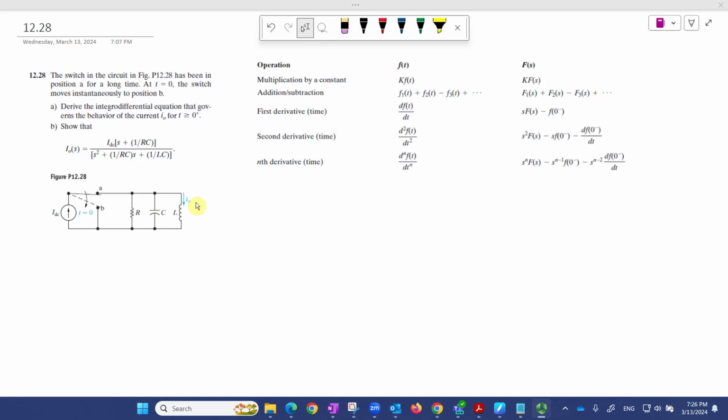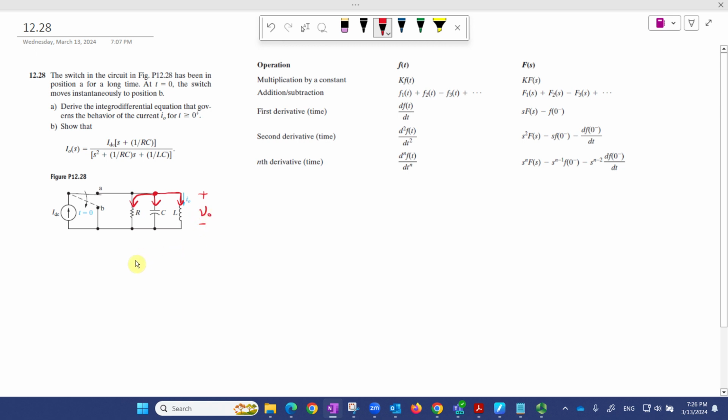Alright, let's look at this question. So we want to derive the equation that governs the current I0. When this switch is open, the current source is not connected to the circuit, so there is only one node. All the current flowing out from this node A together should equal 0.